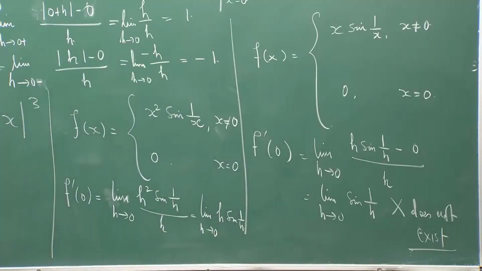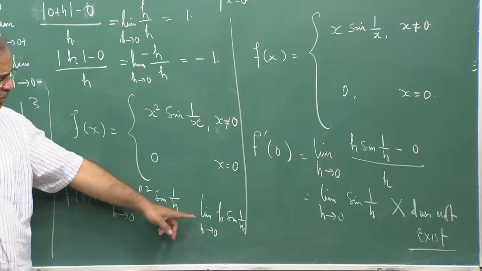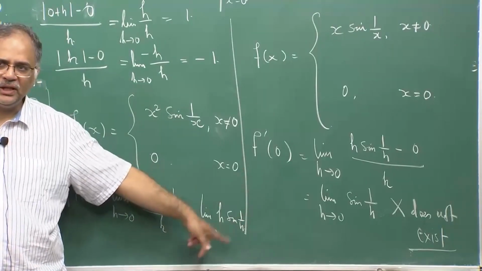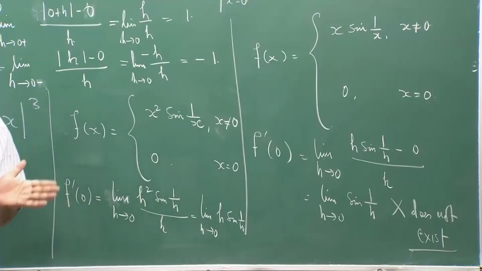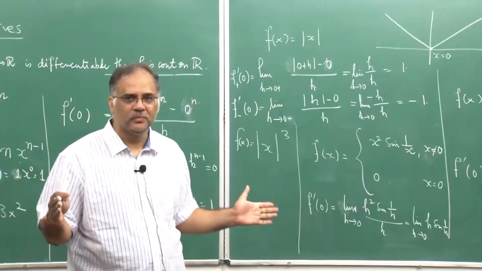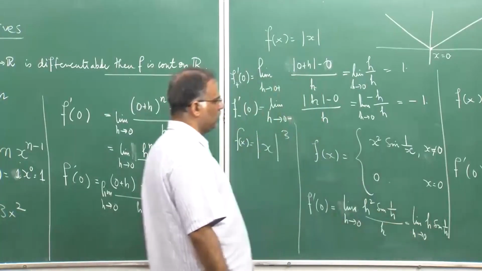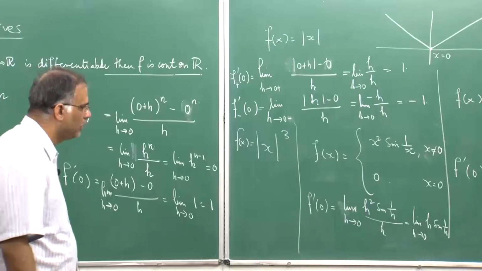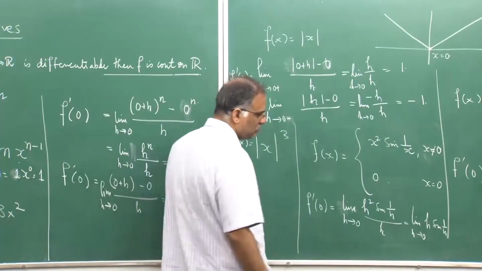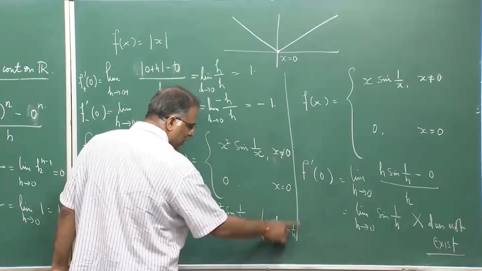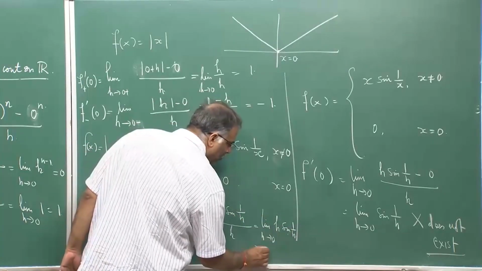Now sine 1 by h is a bounded function. It cannot take any value outside minus 1 to plus 1. So it always remains within that bound, minus 1 to plus 1. Because of that, as h tends to 0, this value would go to 0.